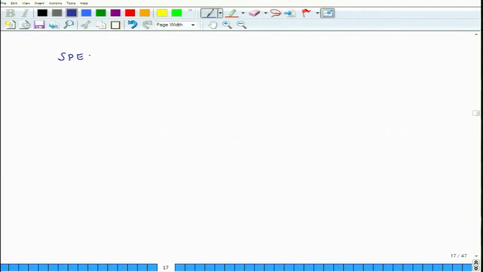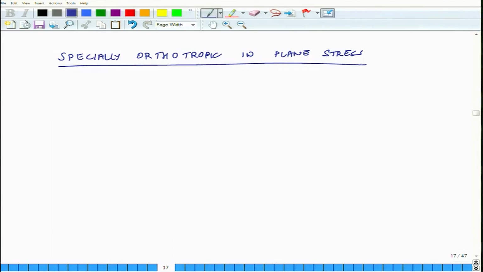another category of material which is known as especially orthotropic in plane stress. So, it is not just especially orthotropic, but it is in a state of plane stress. What is the characteristic of the material? First thing is that it is thin. It is a thin material.